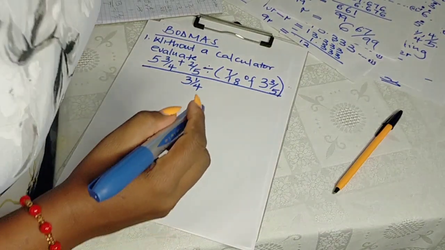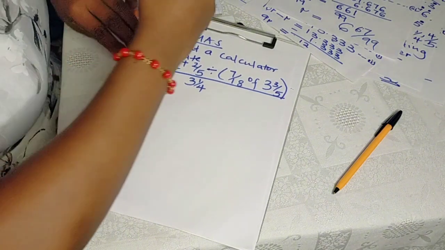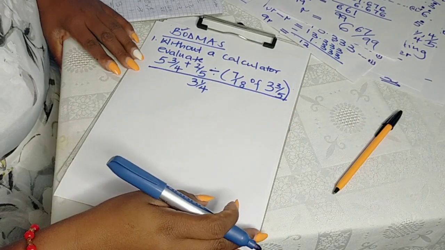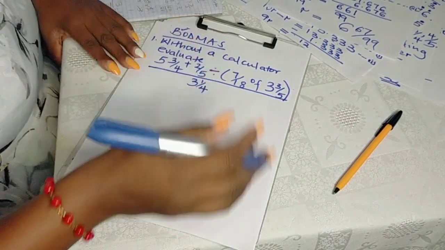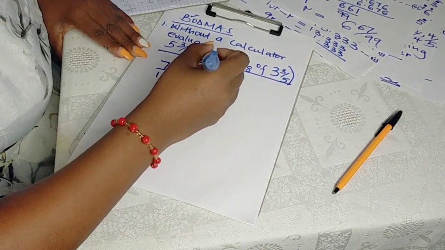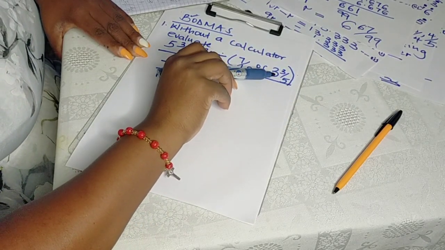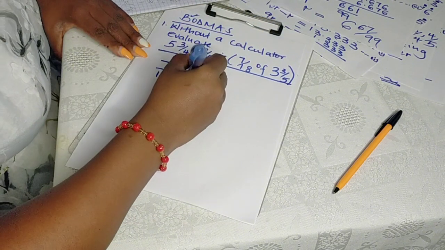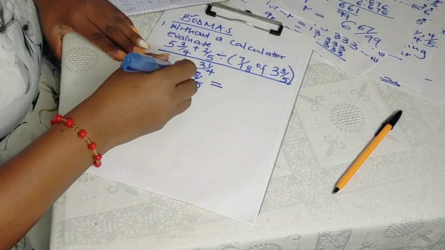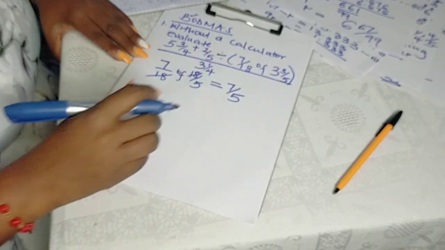So here we need to use BODMAS, and BODMAS stands for brackets. Do we have a bracket in this question? Yes, we do. So let's work out the part that has the bracket first. We shall have 7 over 18 of 3 3/5, which is like 5 times 3 is 15 plus 3 is 18 over 5. When we multiply those two, because it's just multiplication, then we shall get 7 over 5.